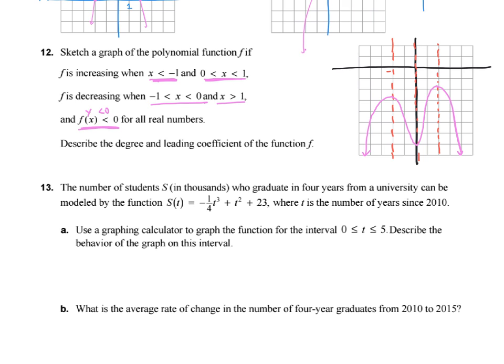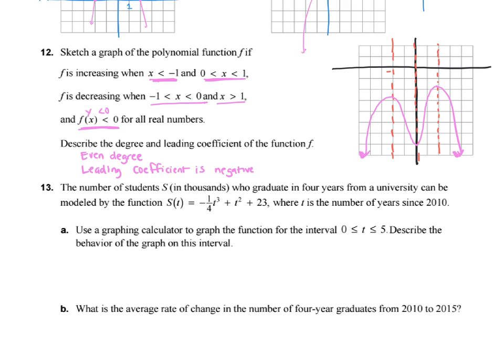So based on this, because my tail ends both go down, I know this has to be an even degree polynomial. Okay, so it has to be an even degree, and because the tail ends go down, it tells me that the leading coefficient must be negative. Okay, all right, and that's all I know. I don't know anything else more specifically than it's an even degree, leading coefficient is negative. All right, so that's it for question 12.